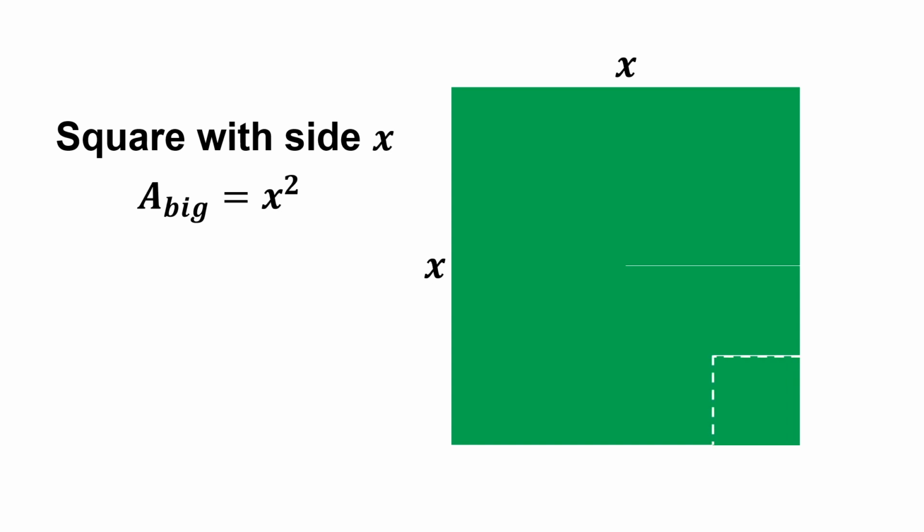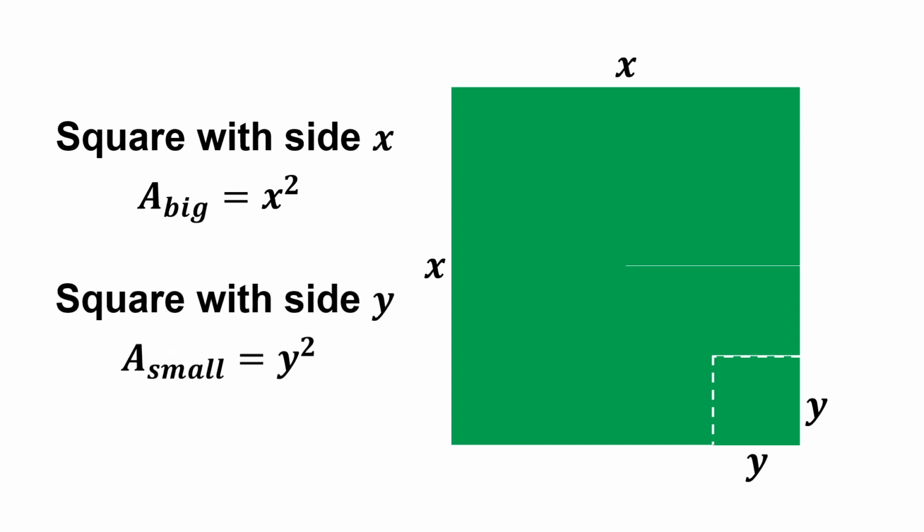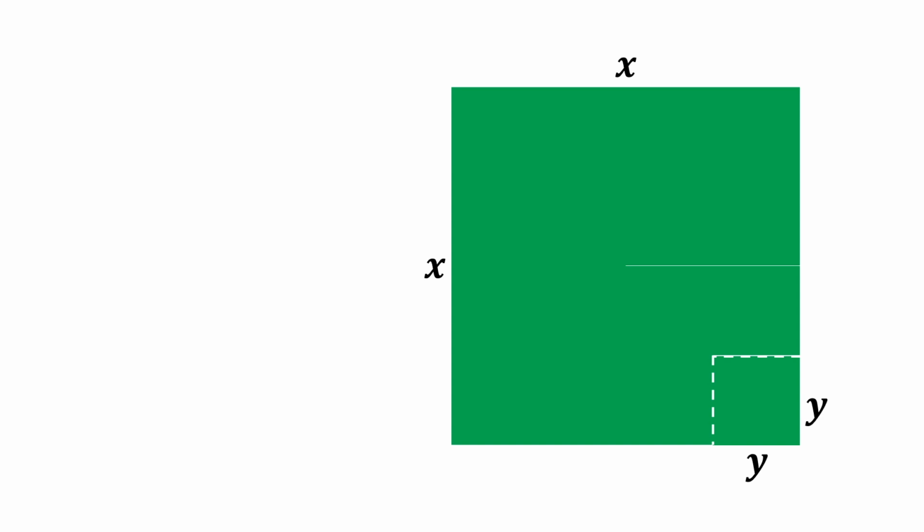Suppose we mark a smaller square of side y on one corner of the green square. The area of the smaller square is y squared. Let's mark and cut the smaller square along the dotted lines. Take away the smaller square. This is now what remains after cutting out and taking away the smaller square.